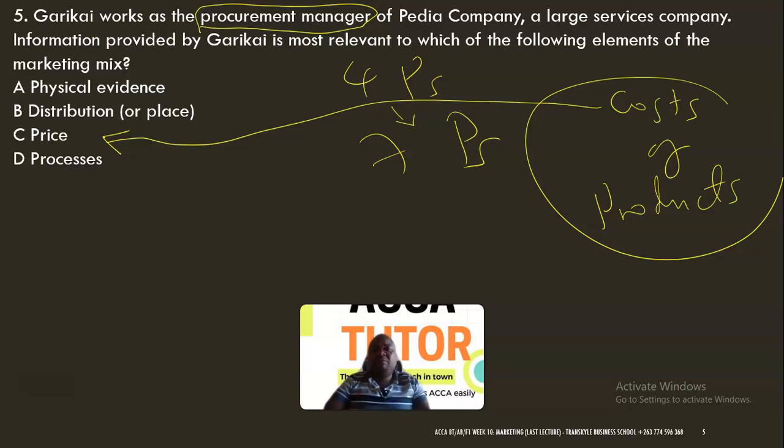Okay. What about processes? Is processes part of the P's? The processes, although part of the 7 P's, was not going to be affected by the information from the procurement manager. All right, this one talks about the procedures or processes that are going to be used in the manufacture of the product. So definitely that information should be given by the production manager, something like that.